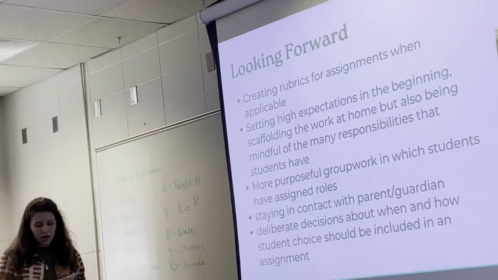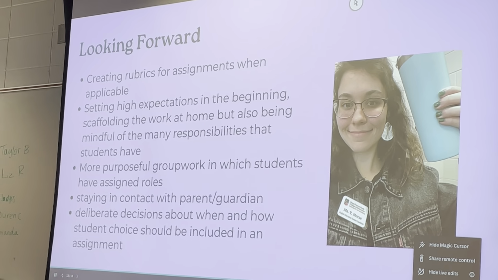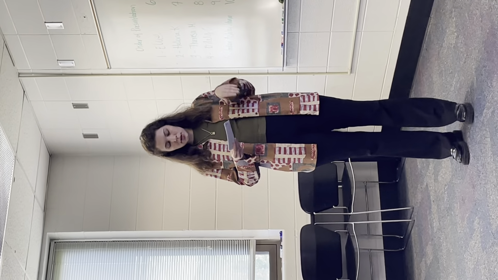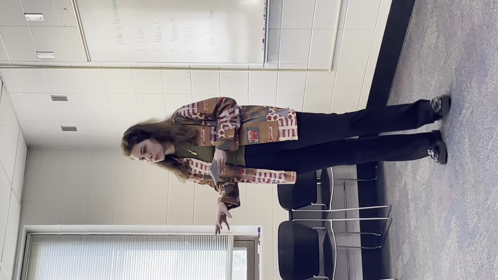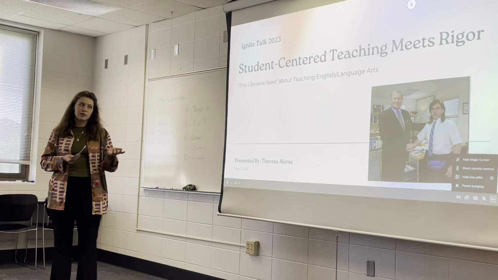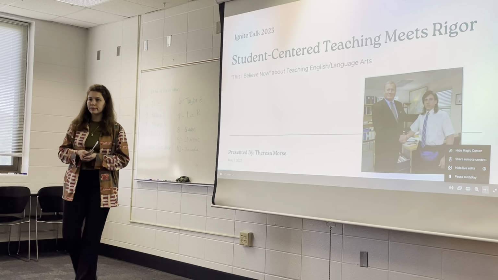So looking forward, I really do enjoy student choice, but I want to in the future create more detailed rubrics when applicable, and set high expectations in the beginning of the school year, because that's what I had trouble with in the Lord of the Flies unit, is that I didn't really set the high expectations in the beginning. I was a very chill teacher, and that's okay, but it was hard to implement more rigor and have students do things at home. And then I want to stay in contact with parents more and make very deliberate decisions about student choice to help them be the most successful students that they can be.